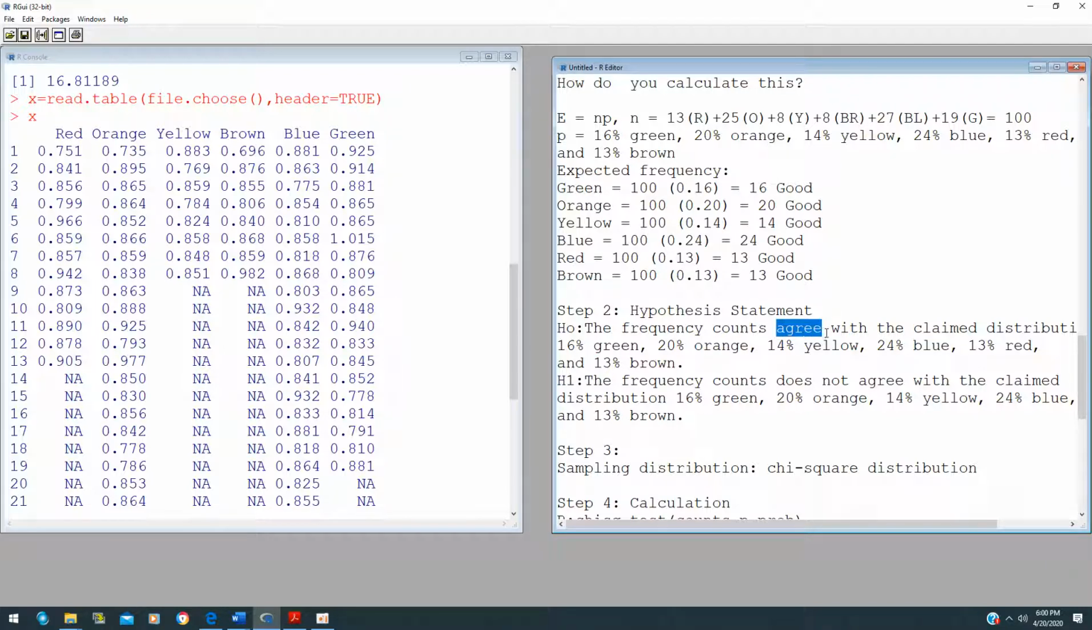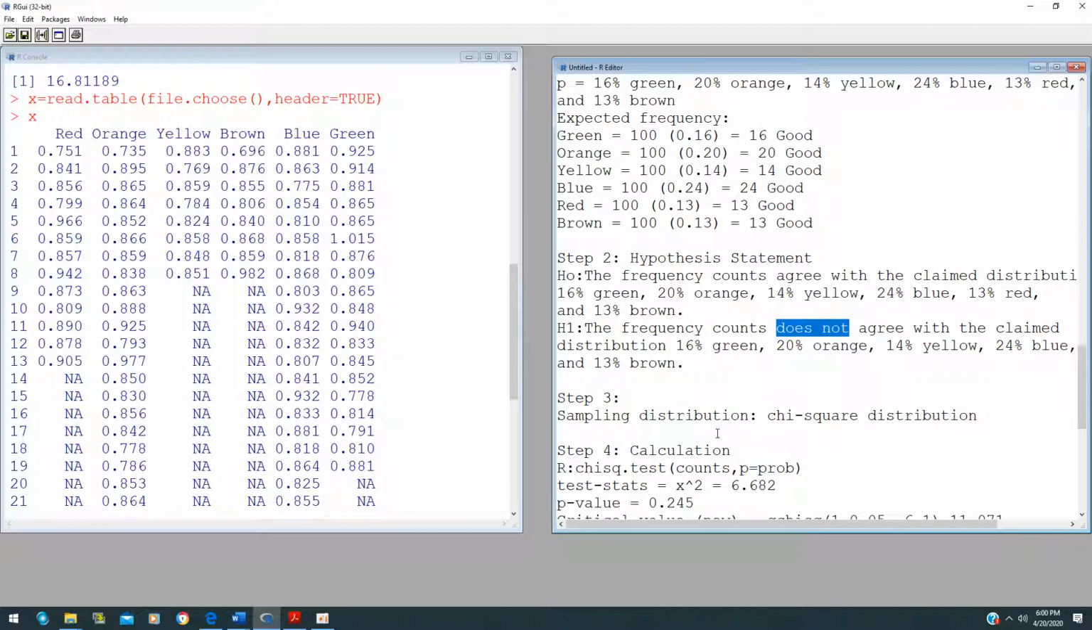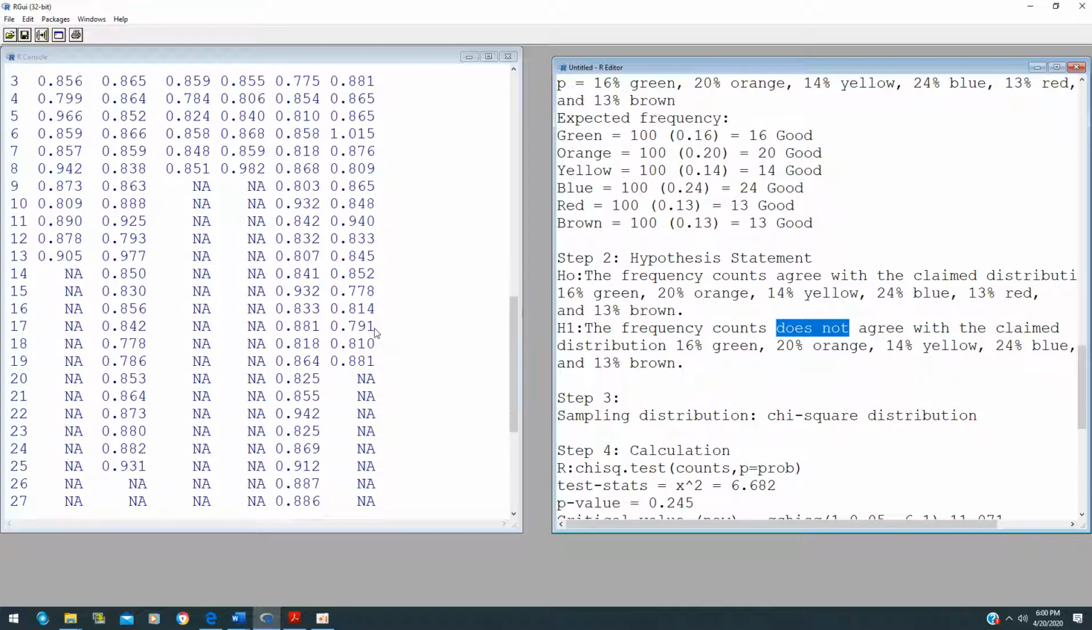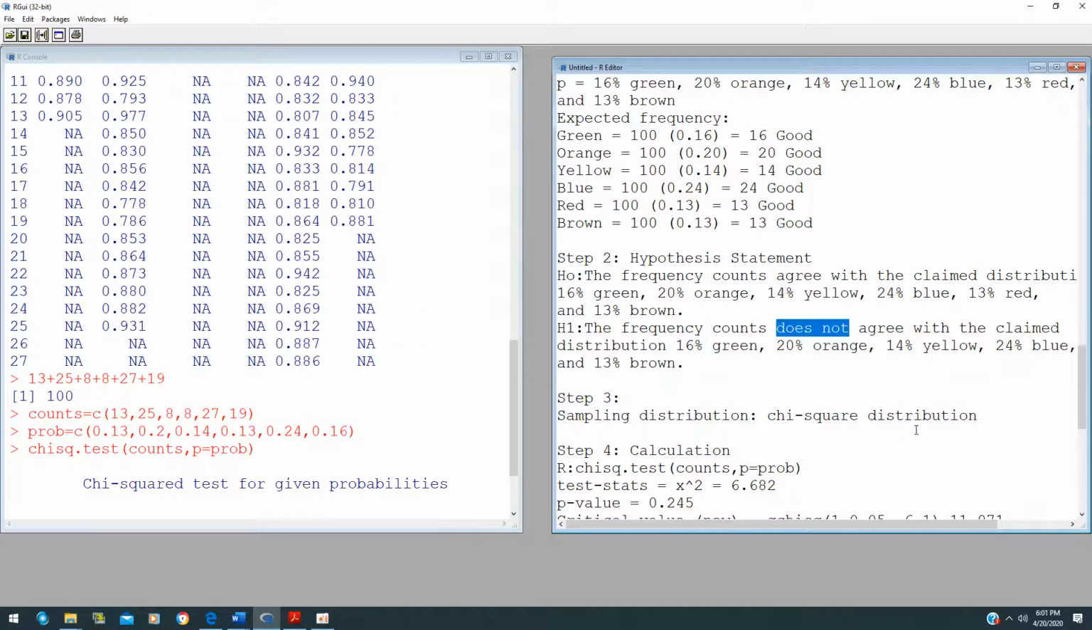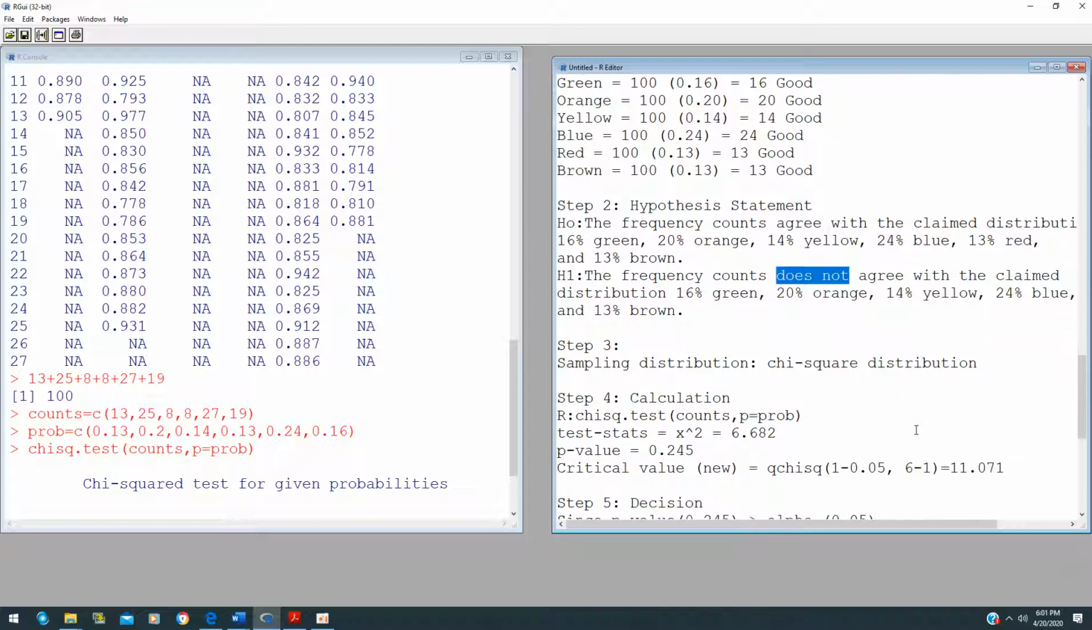You have to write the frequency counts agree with the claim distribution, and the frequency counts do not agree with the claim distribution. And the distribution says what, 16% is this color and this color. So this is actually copy and paste from the claim statements given to us. Step 3 is a sampling distribution. This is a chi-square distribution. Again, we use chi-square for chapter 11.